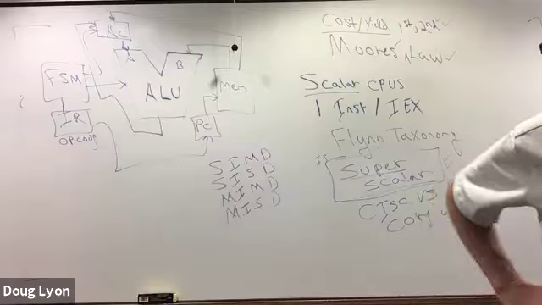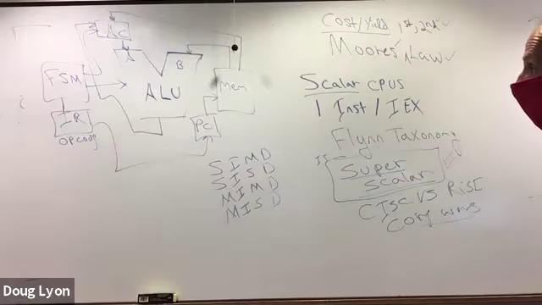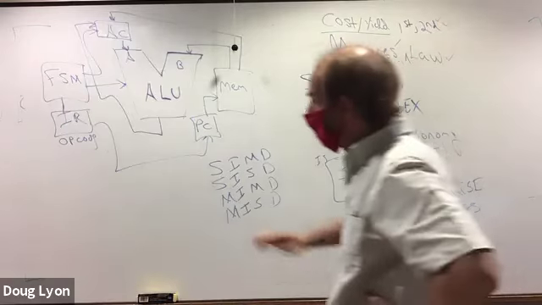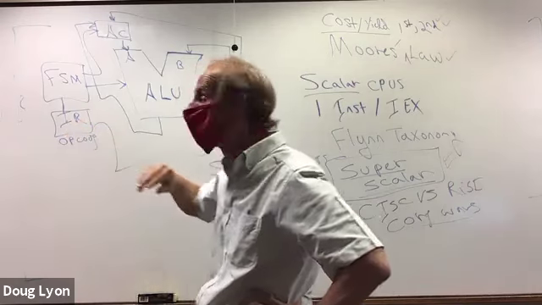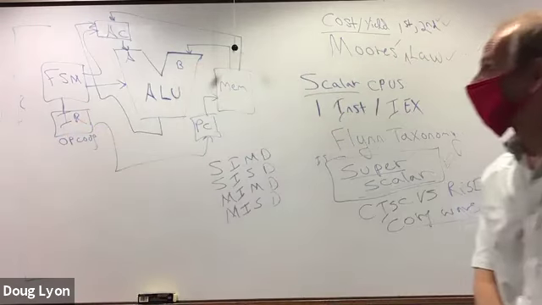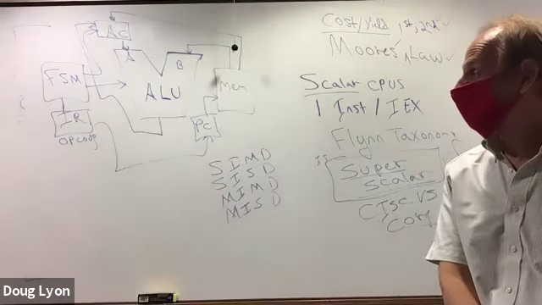MISD, multiple instructions, single data. Where would we get multiple instructions from? Yeah, I mean, the finite state machine is processing one instruction from the instruction register at a time. What else could it be?